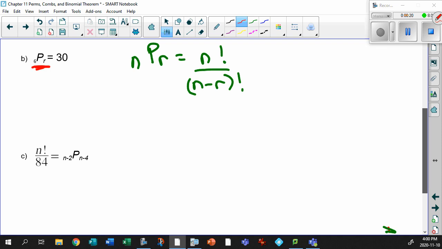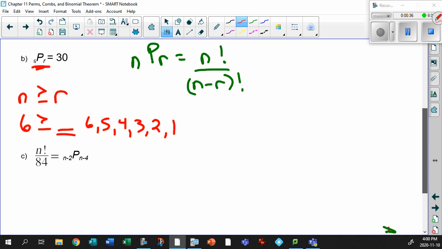We have 6Pr. You remember that the n has to be greater than or equal to the r, which means if this is 6, that means r can be 6, 5, 4, 3, 2, or 1. That's not a heck of a lot of choices. That's actually pretty slim. I can throw this into the calculator and figure out what's going on. Why even waste my time?